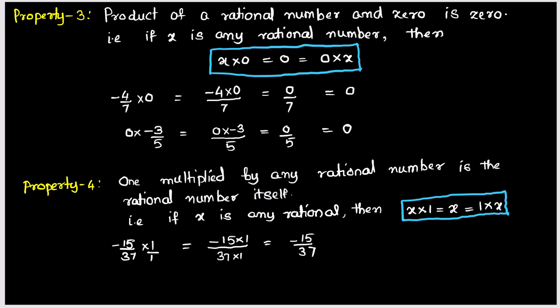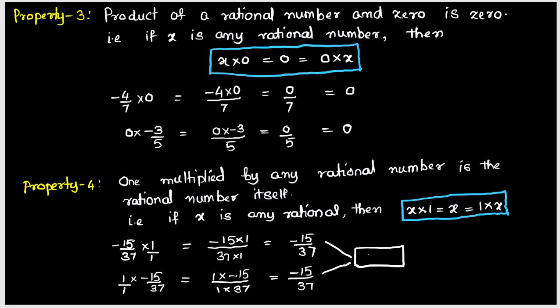You take another example. Let us take the same rational. So 1 into minus 15 by 37. So 1 can be written as 1 by 1. We get 1 into minus 15 by 1 into 37. So we get again, ultimately, 1 into minus 15 is minus 15 upon 1 into 37 is 37. So here in both cases you have got the same rational number. That means the property is, if any rational number is multiplied by 1, then the product is the same rational number.